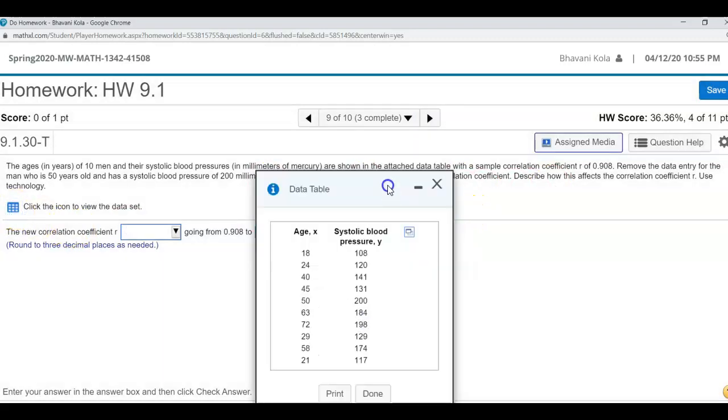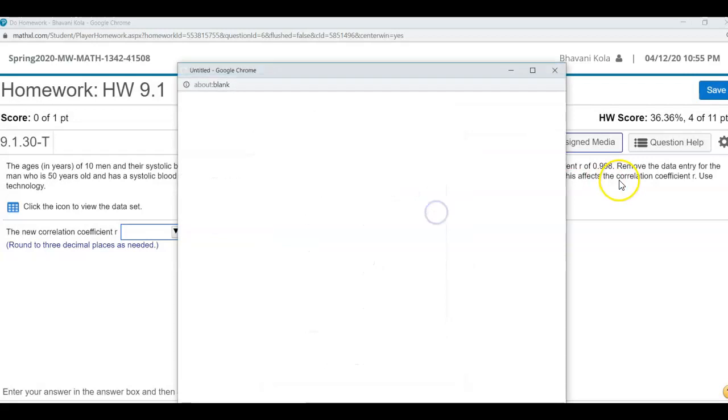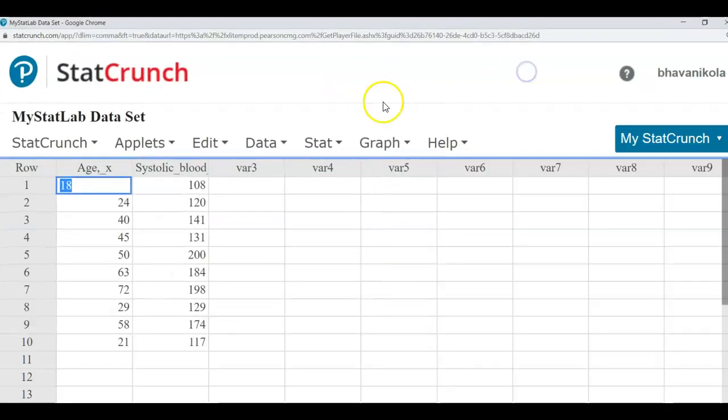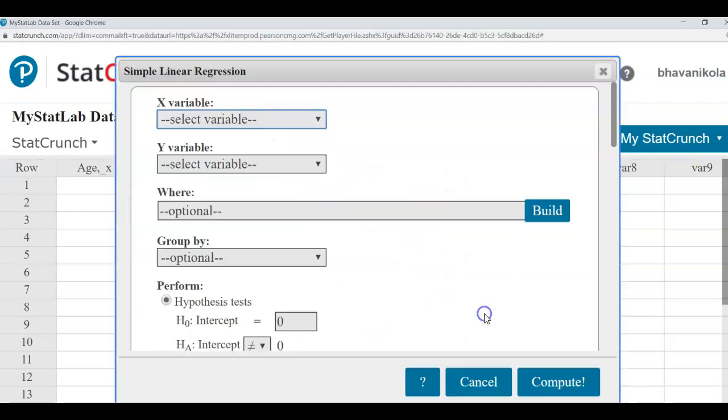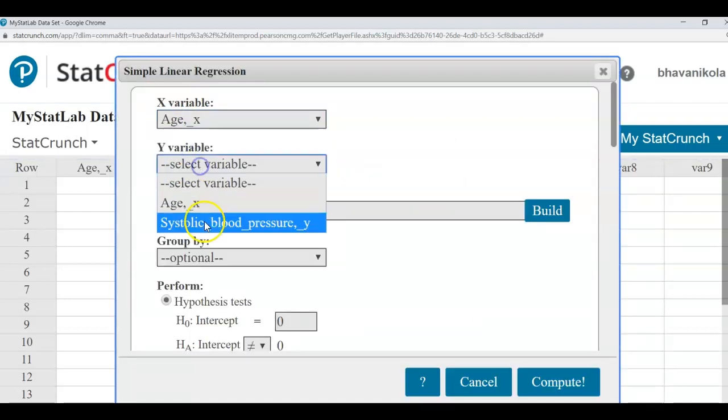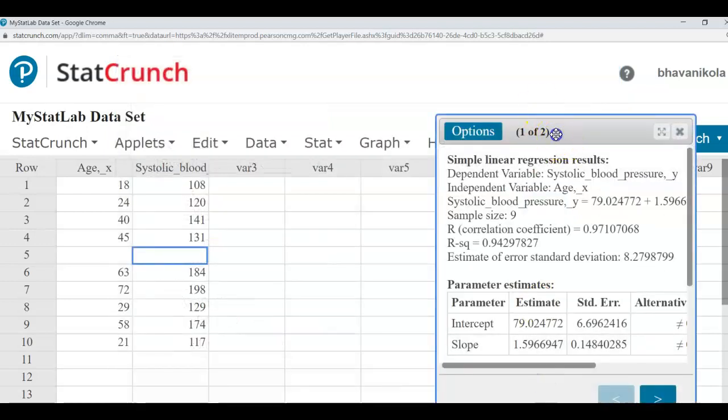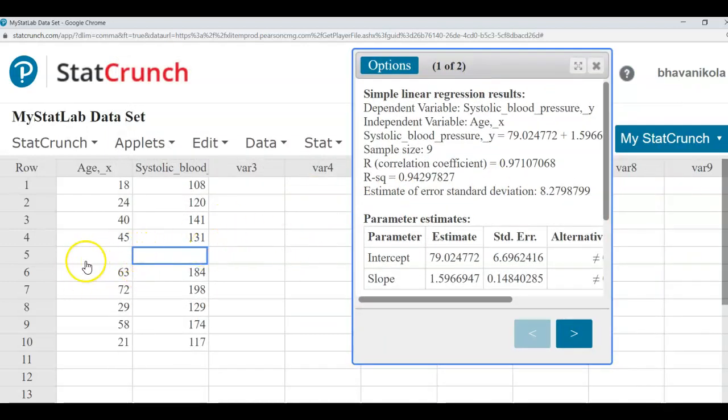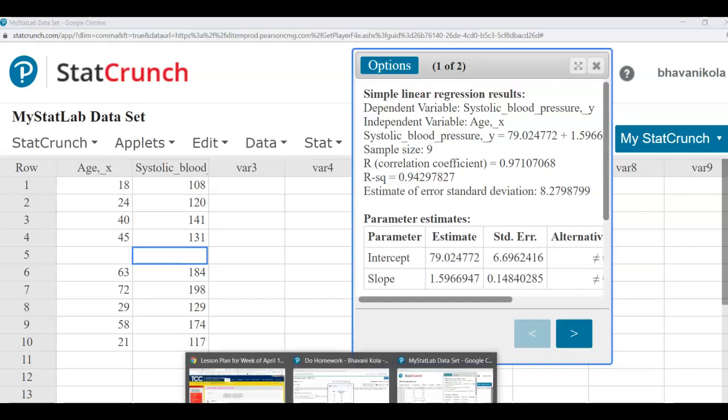So if I click on this data set here, you will open your data set in StatCrunch. And they're saying, hey guys, we have given you a set of data. They said, go ahead and remove the guy whose age is 50. And now calculate your correlation coefficient. And they say, now calculate your correlation coefficient. So that's exactly what you will do. You will remove the guy whose age is 50, and you will go back and calculate your correlation coefficient and then tell them what the new correlation coefficient is. Okay? All right.